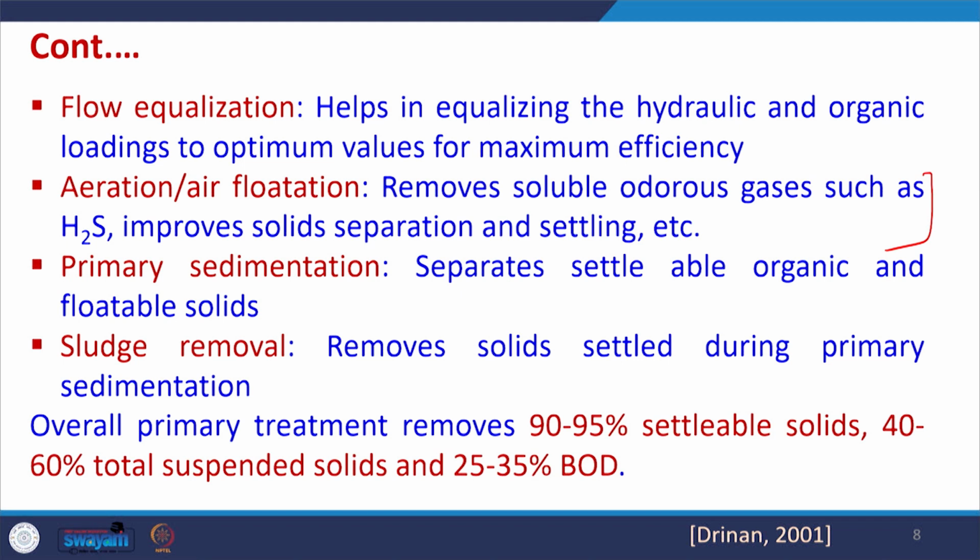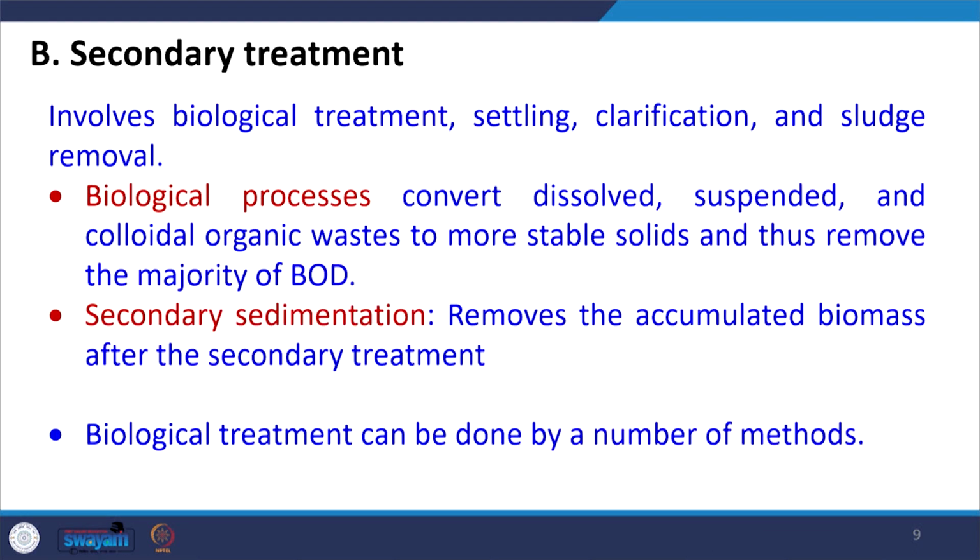Overall, primary treatment removes 90 to 95% of the settleable solids, 40 to 60% of the total suspended solids, and 25 to 35% of the biochemical oxygen demand load. After the primary treatment step, the secondary treatment is done. It involves biological treatment, settling, clarification and sludge removal. There are various types of biological processes which are performed in the secondary treatment, and this is considered to be the most important step during water and wastewater treatment.